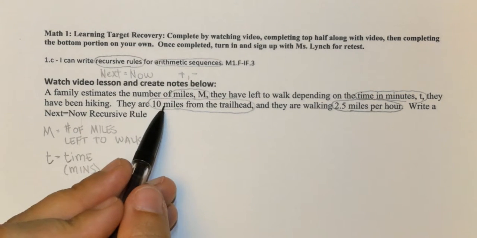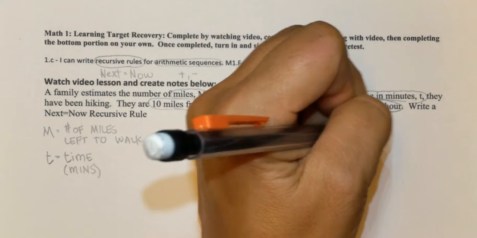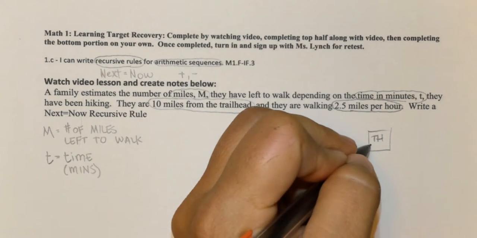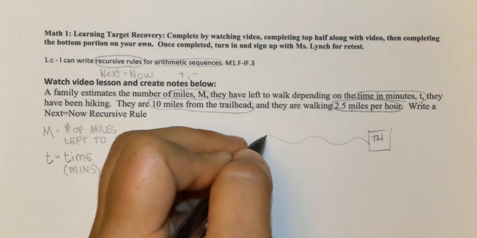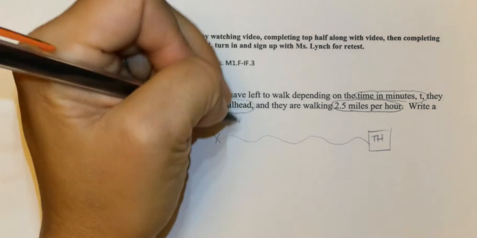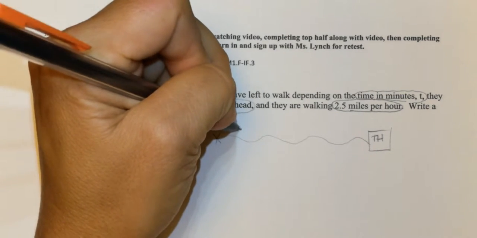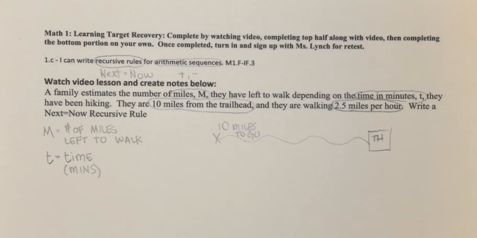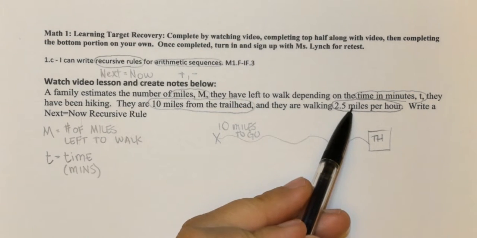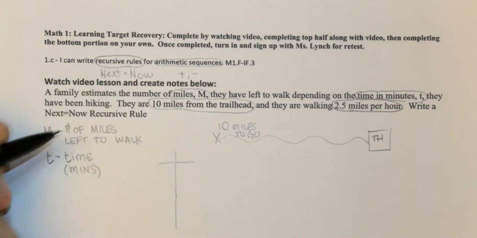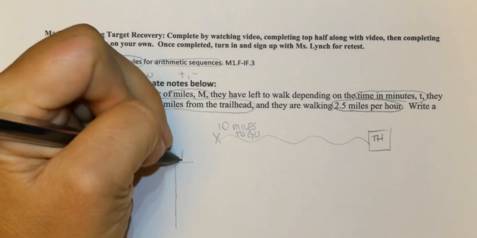So let's just model what's going on here with the picture. Here's the trailhead. It says trailhead, and they are way back here, 10 miles away. Okay, so they're 10 miles to go. And they're going to be walking at 2.5 miles per hour. So what that's going to look like in a table is if I use T for time and M for miles.